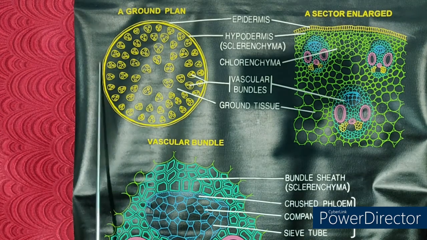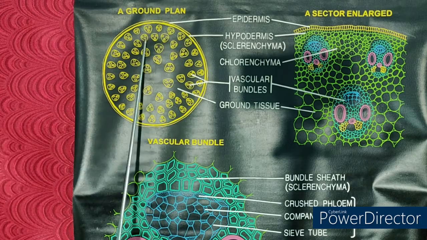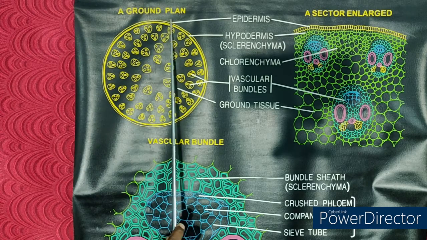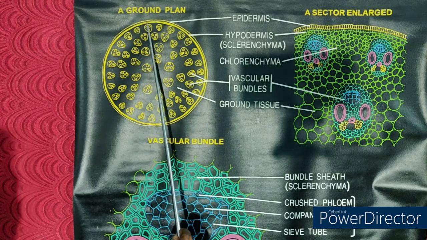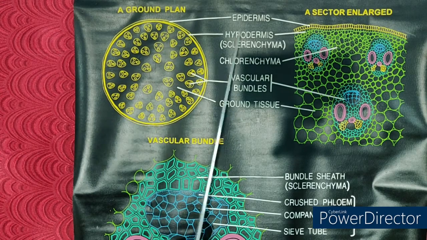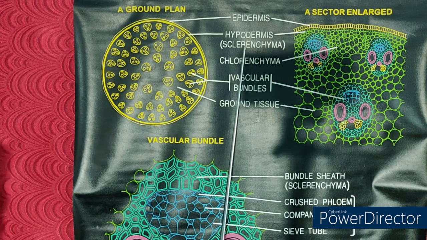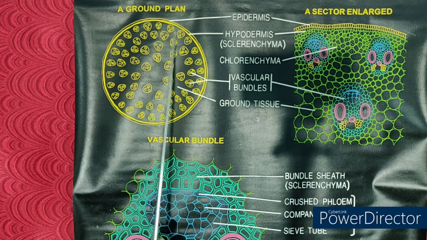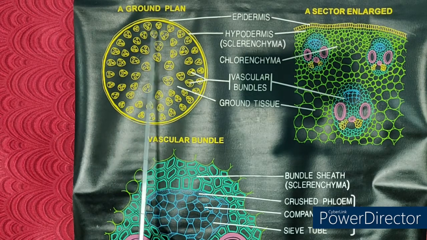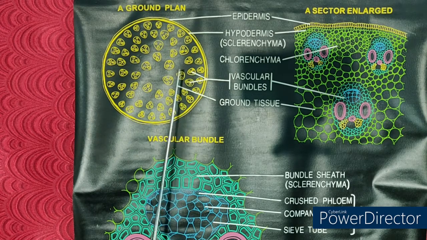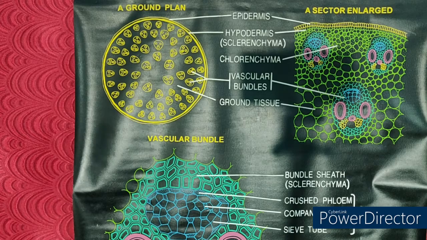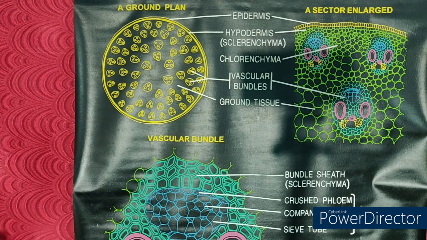Today's assignment is the monocot stem. If you look into a ground plan of monocot stem, you come across the outer epidermis, then secondly another layer of hypodermis, which is made of sclerenchymatous cells, and inside you come across cortex cells, and thirdly, finally, you have vascular bundles. Okay, so these are the basic 4 structures of monocot stem.